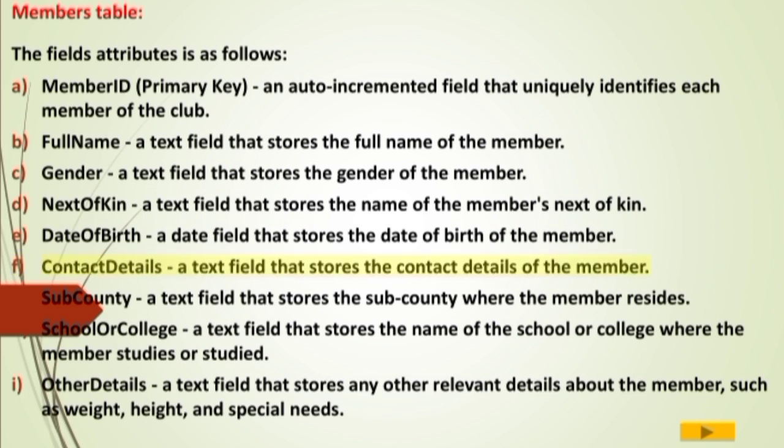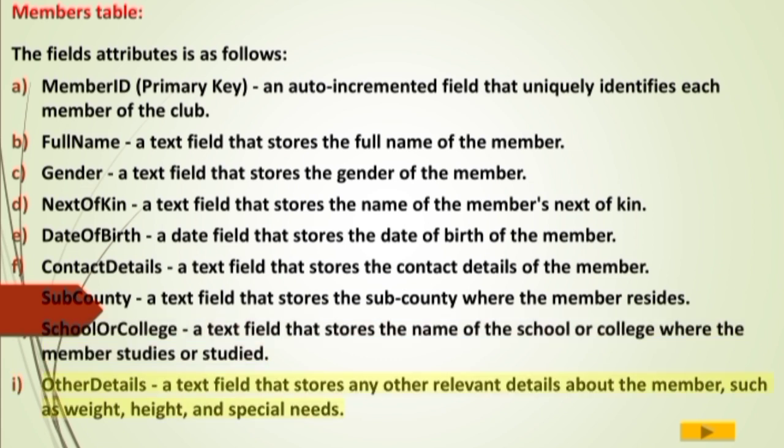F. Contact details, a text field that stores the contact details of the member. G. Sub-county, a text field that stores the sub-county where the member resides. H. School or college, a text field that stores the name of the school or college where the member studies.